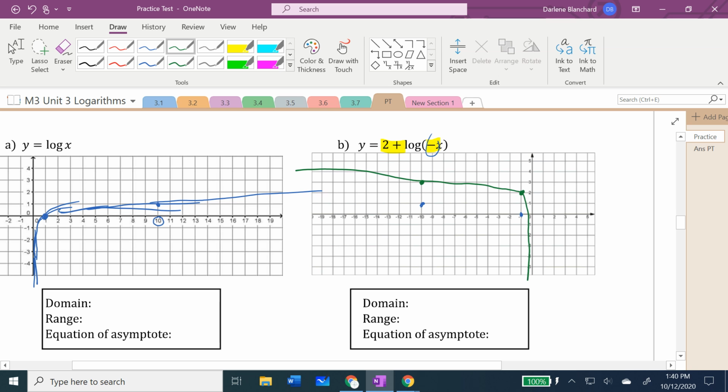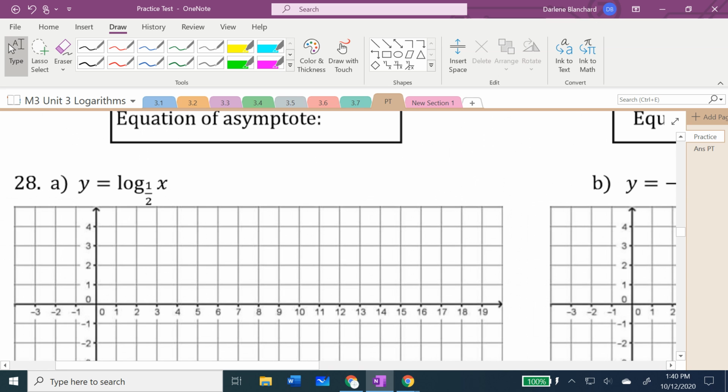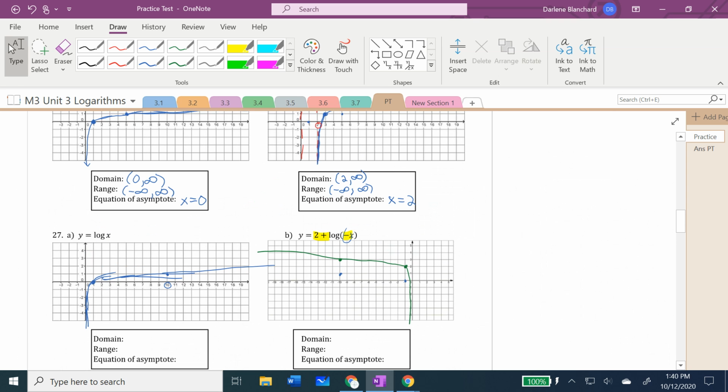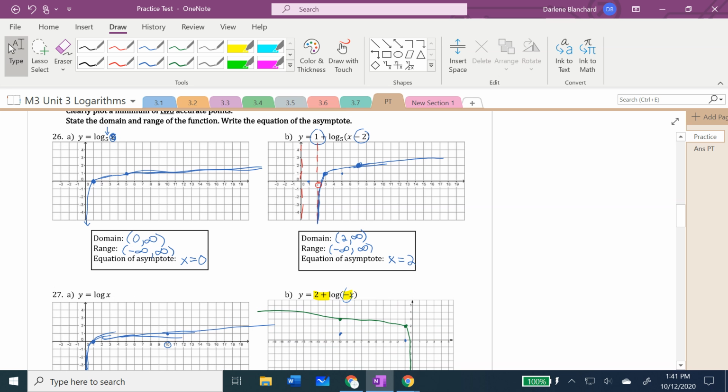Now I'll go ahead and tell you that I am not going to give you a base between 0 and 1 for your logarithms. I want you to be very familiar with the logarithm with a base greater than 1. That's the one that typically is used.